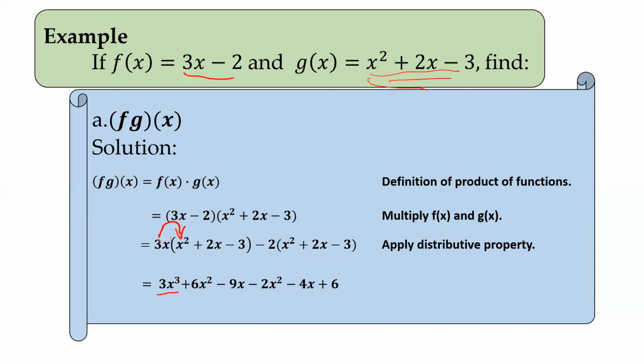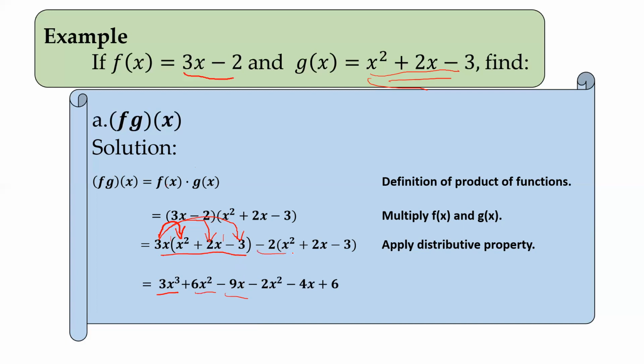Next, multiply 3x times 2x, meron tayong 3 times 2, 6. Add natin yung isa dito at saka isang variable, magiging x squared na siya. So, meron tayong 6x squared. Positive, kasi positive si 3, positive si 2. Next, 3x times negative 3. Negative times positive, that is negative. Therefore, 3x times 3 is 9x. Walang x dito, therefore, isa lang yung x. Therefore, negative 9x siya.